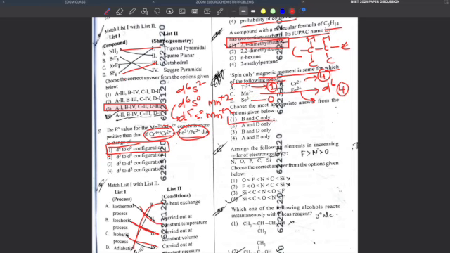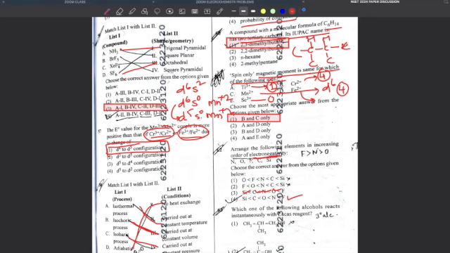C and B options are there, B and C options are here, right? Next, arrange the following elements in the increasing order of their electronegativities. Direct NCERT का question ही है. So fluorine is the most highest one, followed by oxygen, followed by nitrogen, carbon and silicon. This is how it should be.